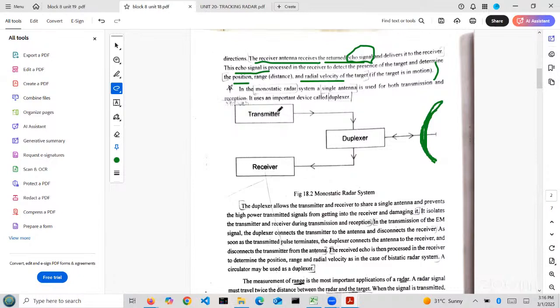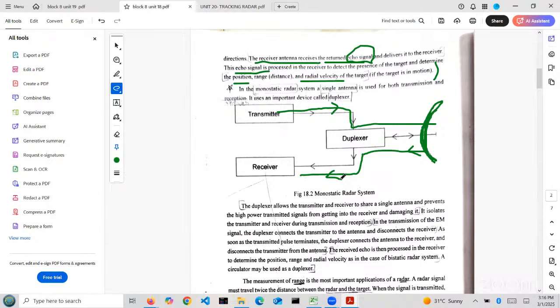How is the process going on? From the transmitter, it goes to the duplexer. From the duplexer, it goes to the antenna. After the antenna, it is reflected back to the receiver. How is it reflected back to the receiver? From the antenna to the duplexer, and from the duplexer to the receiver part. So first like this, next it comes back to the receiver.